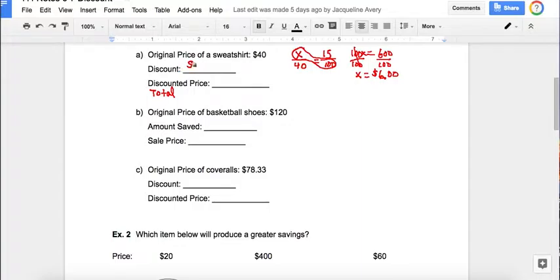And remember, money always has two places after the decimal. I could have just wrote $6, but if I want to make it truly look like money, I put the decimal and 2 zeros at the end. Okay, now, the discounted price, okay, well, the original price is 40, the discount is $6, so I'm going to take $40 minus $6. And what's 40 minus 6? $34. So our discounted price is $34.